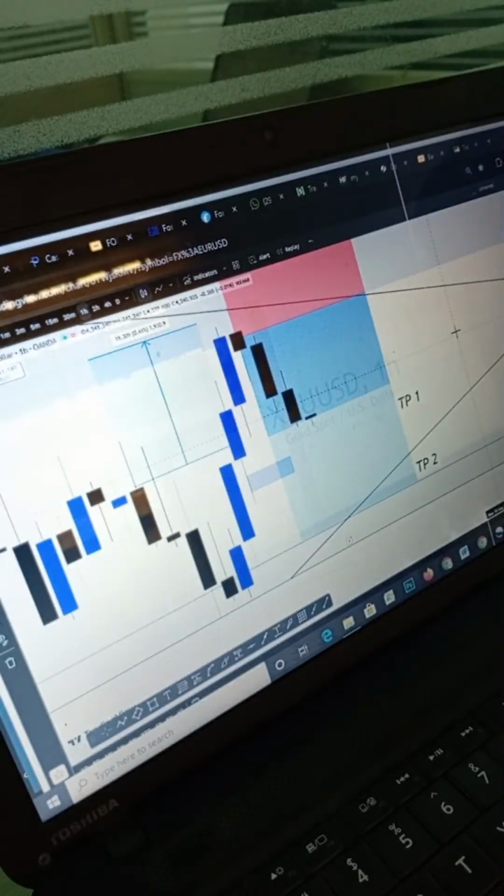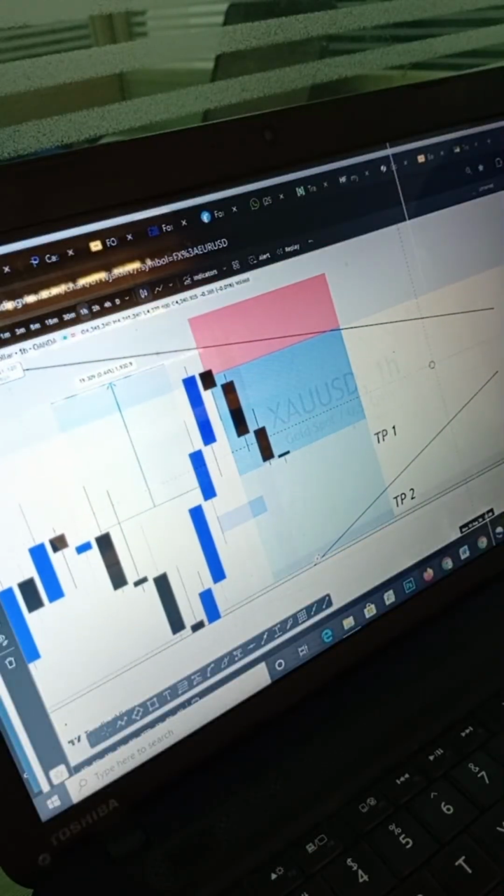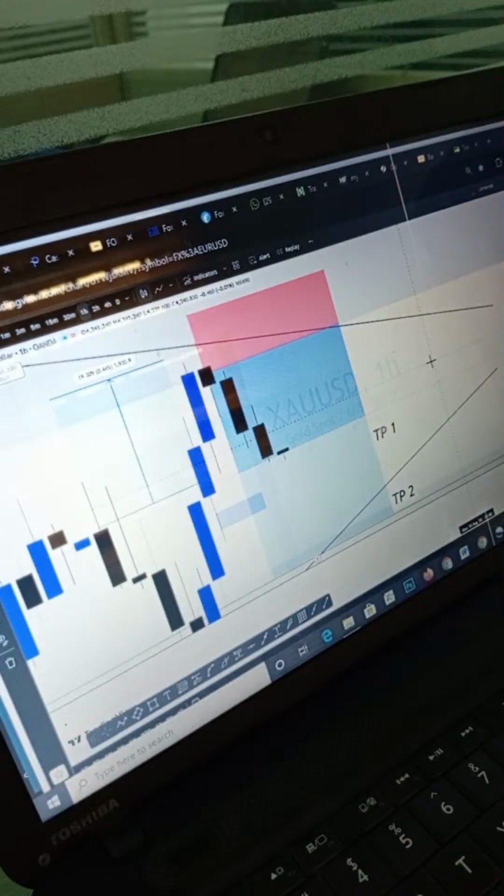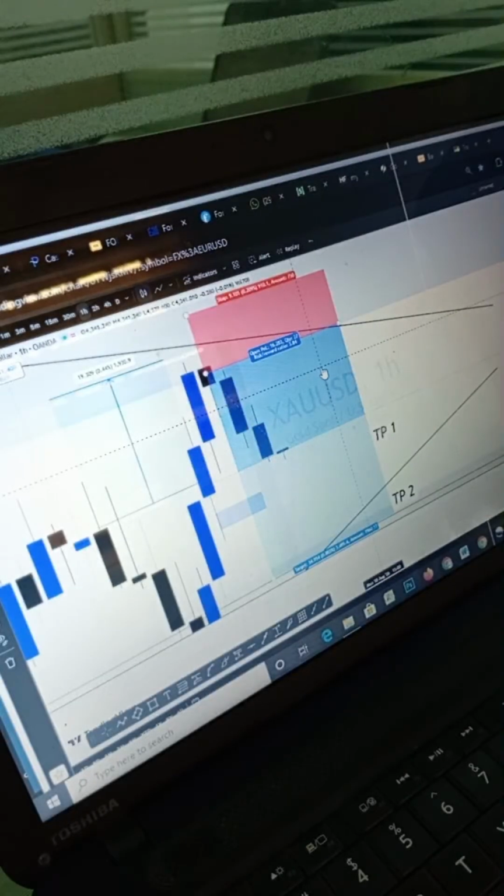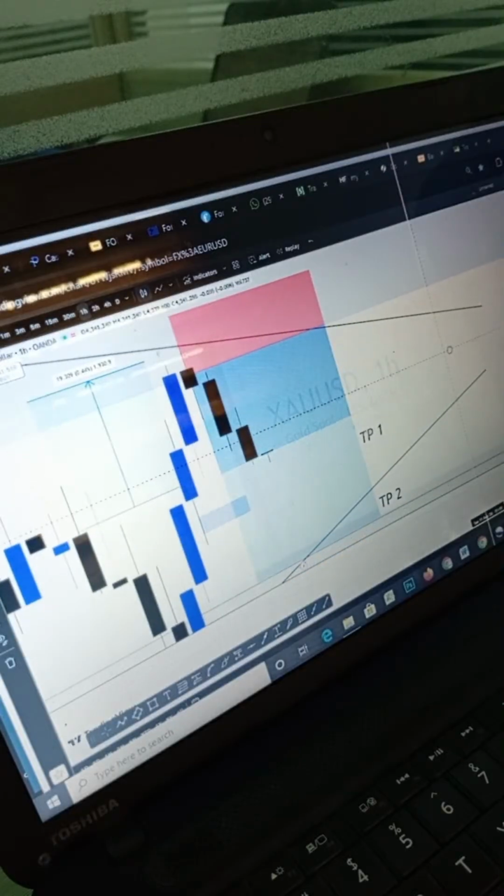Yeah, so we're gradually getting close to our TP1, from where we're going to be taking partials and then let the trade continue what it is doing. Like I said, this is a 1:3 risk to reward. Easy peasy.